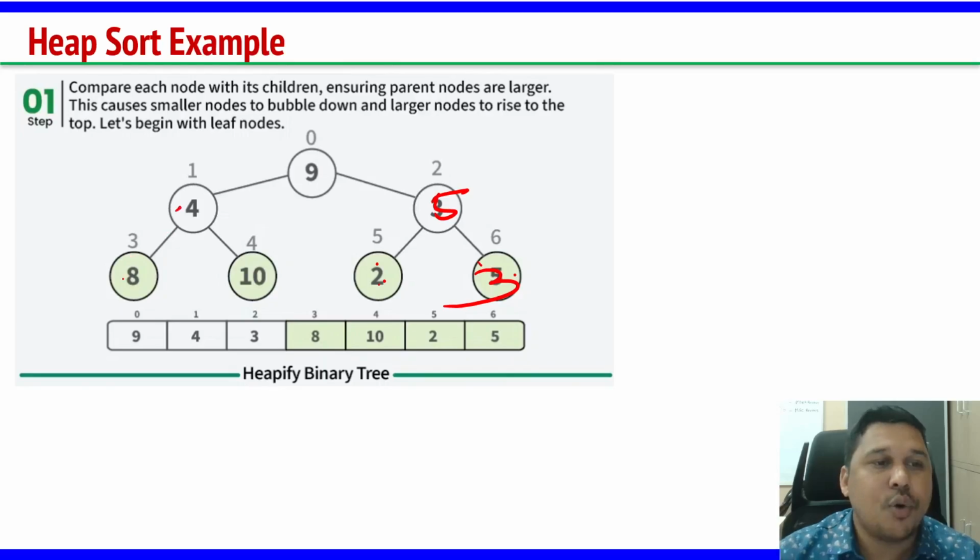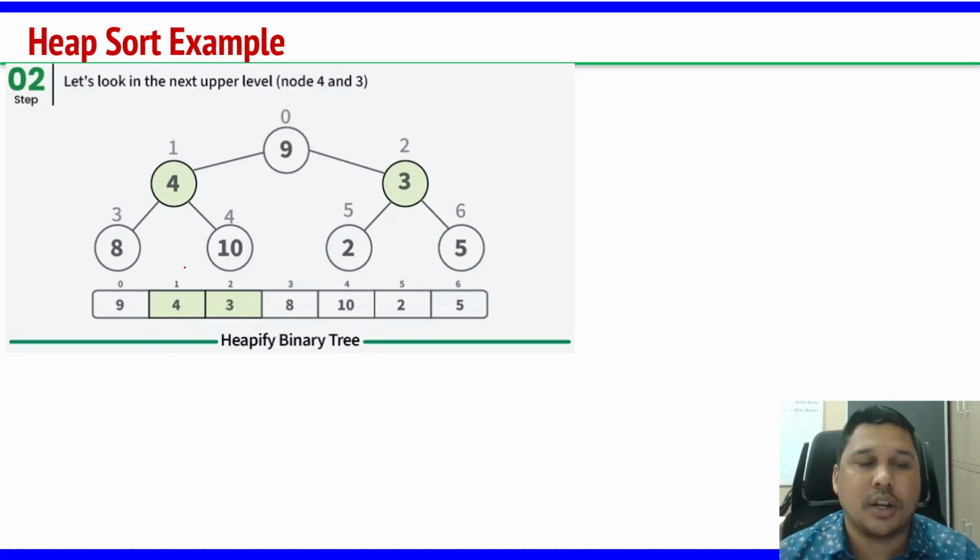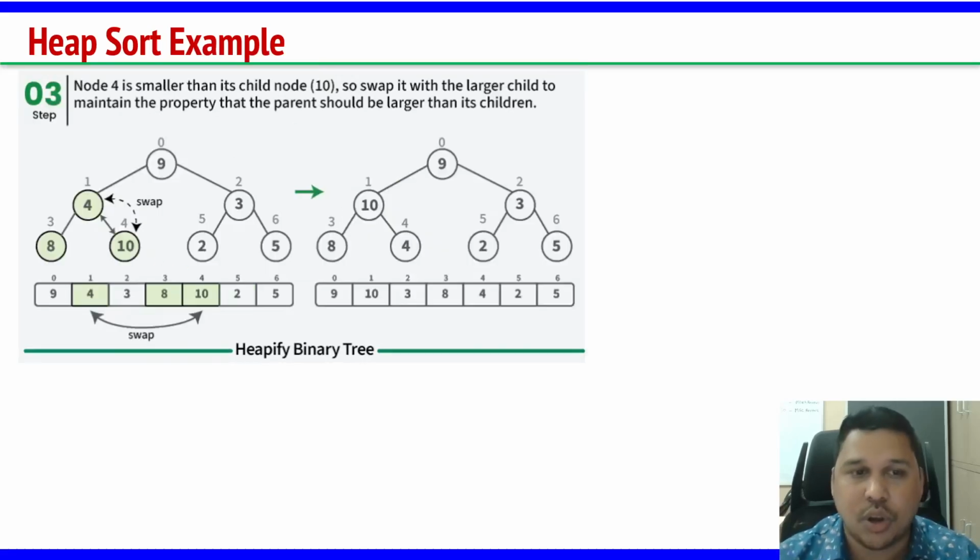In this case 4 and 8 not satisfied. So, 8 will come here, 4 will come here. 8 and 10 not satisfied. So, 10 will come here, and 8 will come here. This is at the lower level. When you do these operations, this will be your 8, 10, 4, 3, you will swap it. So, you are swapping 4 and 10, and in the same way you will be swapping 5 and 3.